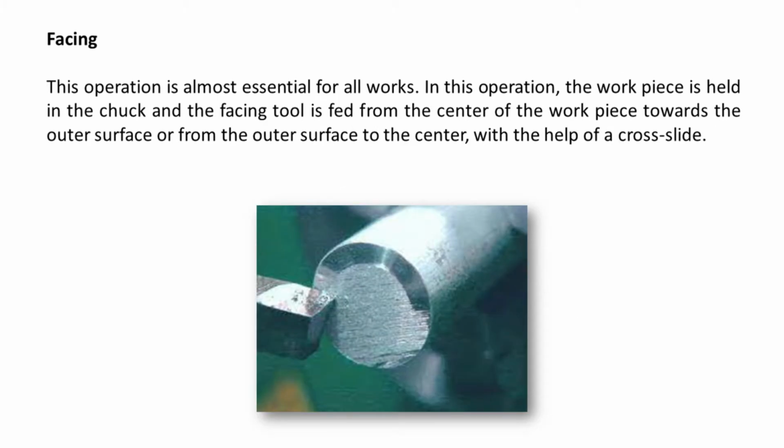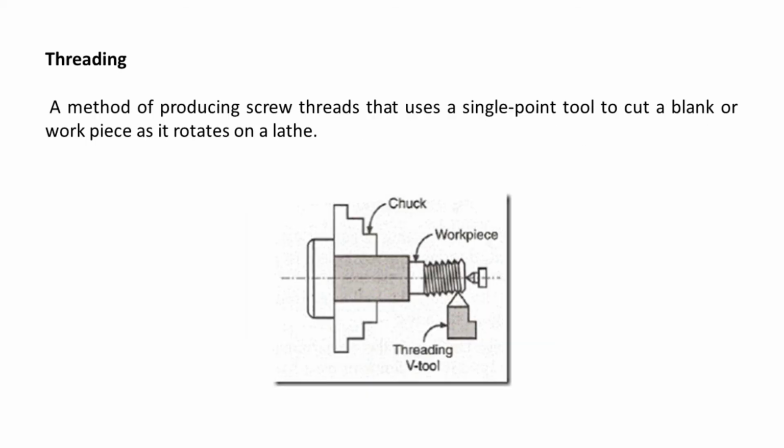Facing. This operation is almost essential for all works. In this operation, the workpiece is held in the chuck, and the facing tool is fed from the center of the workpiece towards the outer surface, or from the outer surface to the center, with the help of a cross slide. Threading. A method of producing screw threads that uses a single-point tool to cut a blank or workpiece as it rotates on a lathe.